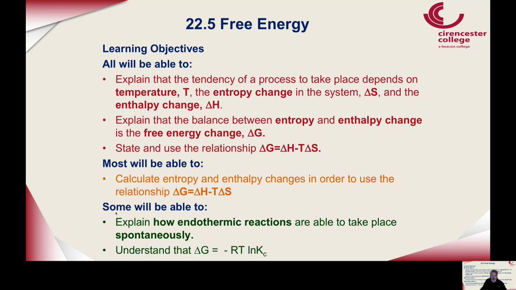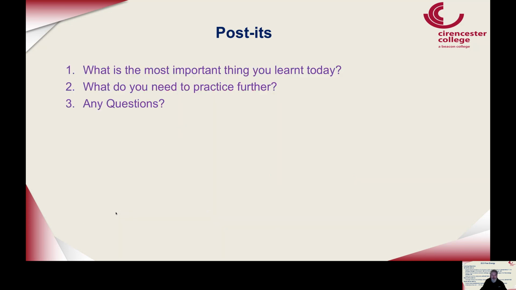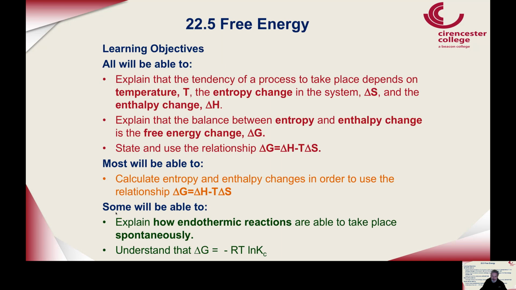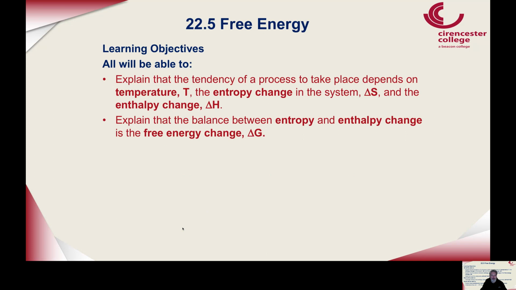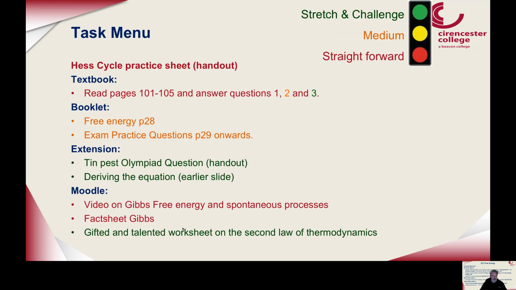Also understand that delta G is minus RT ln Kc, and hopefully you can see how if Kc is large, we're favouring the products, which also means the reaction is more feasible because of this linkage here. Let's finish with that. Leave the task list up here for you to work through. Some of this is extension stuff on Moodle.